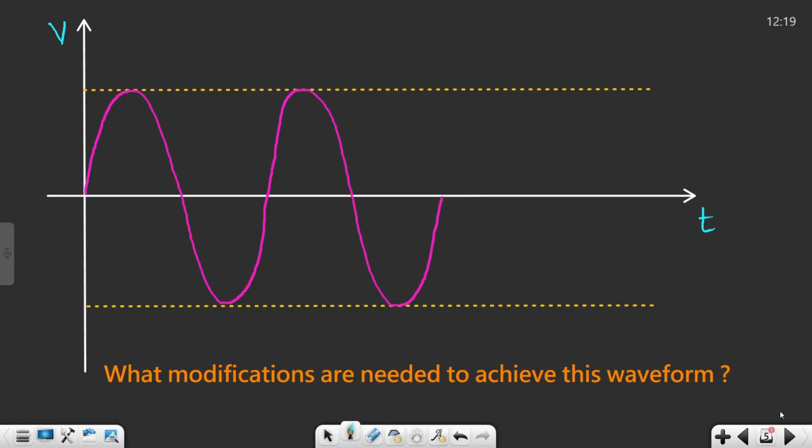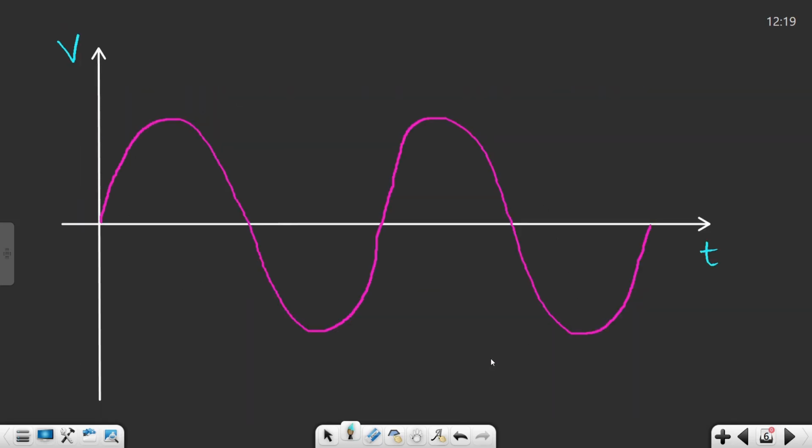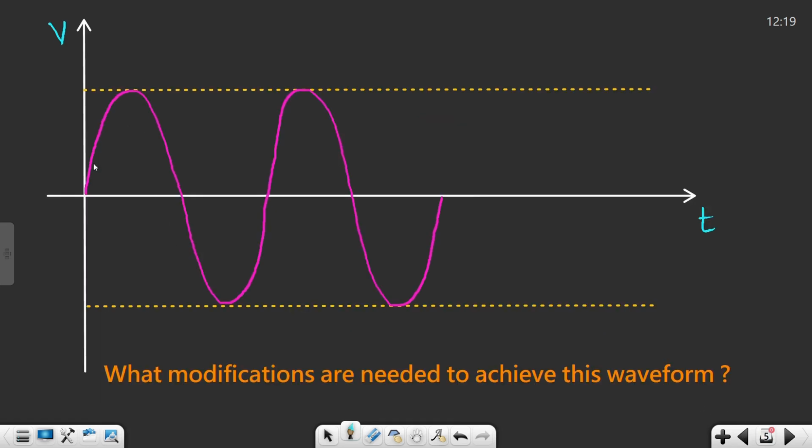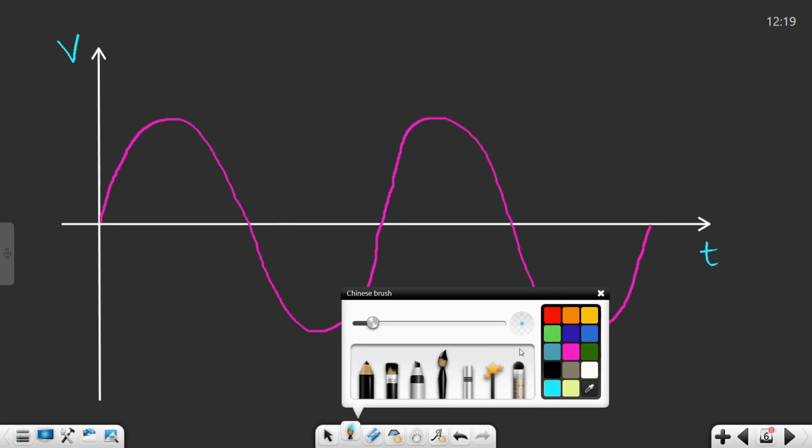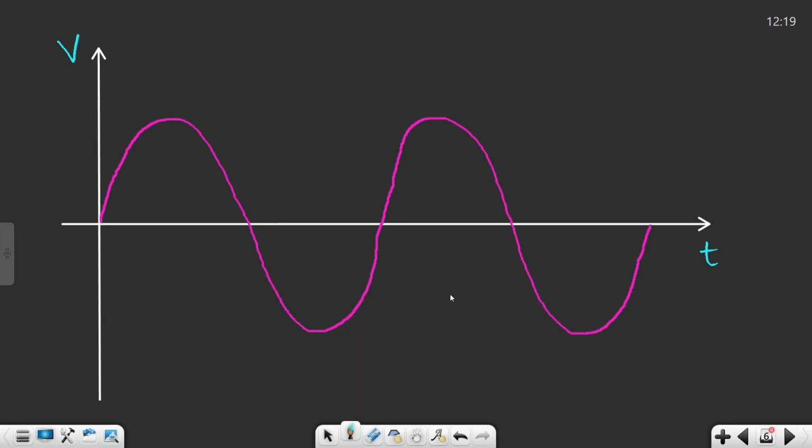Now it's my turn. If I look at this particular waveform very clearly, let me zoom out this waveform and try to deduce certain things. First of all, what we know is that this is the AC waveform, so we are dealing with an AC circuit, right?